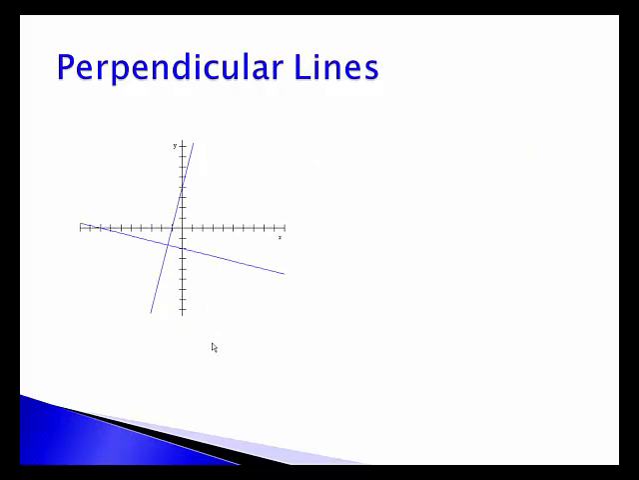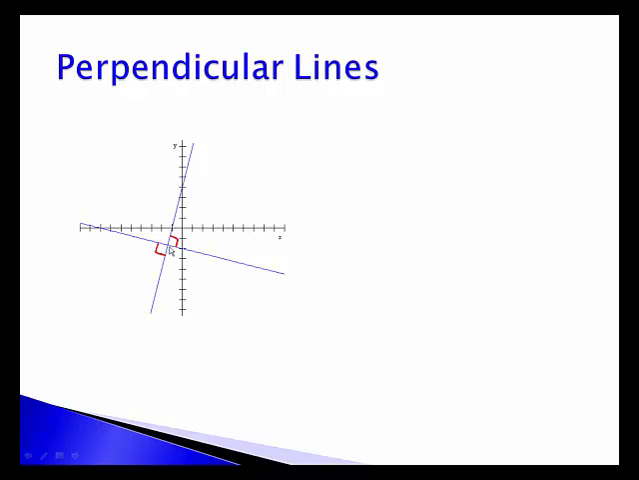First of all, let me remind you what perpendicular lines are. Perpendicular lines are lines that cross at right angles, meaning this angle right here is a 90-degree angle, as are all of these other angles where they intersect. So all four of those angles are 90-degree angles.